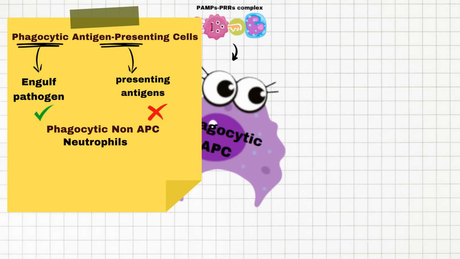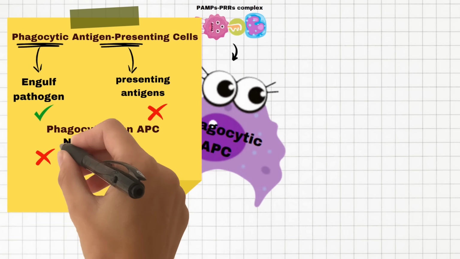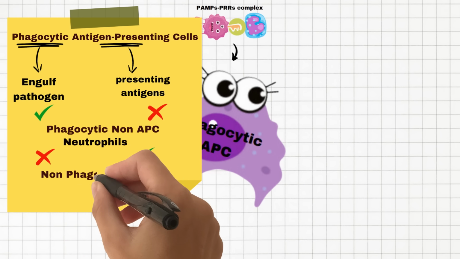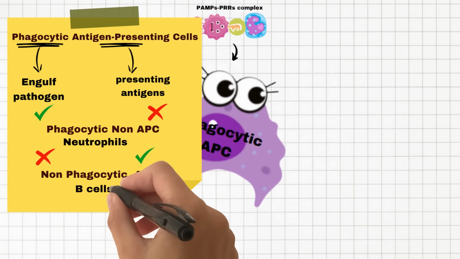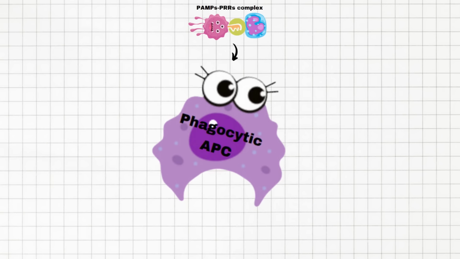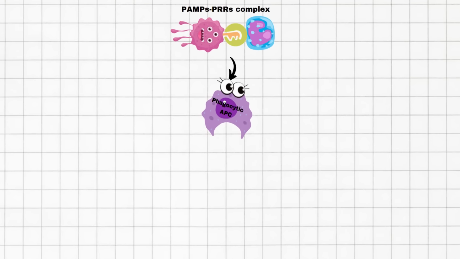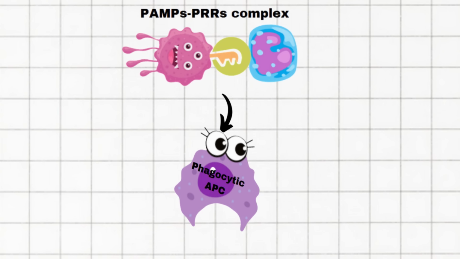On the other hand, there are cells that can't phagocytize pathogens but can present antigens. These are called non-phagocytic antigen-presenting cells, like B cells. Understand this? That's good. Now, these two phagocytic antigen-presenting cells produce some common cytokines, and each one also produces specific cytokines that distinguish them from each other.